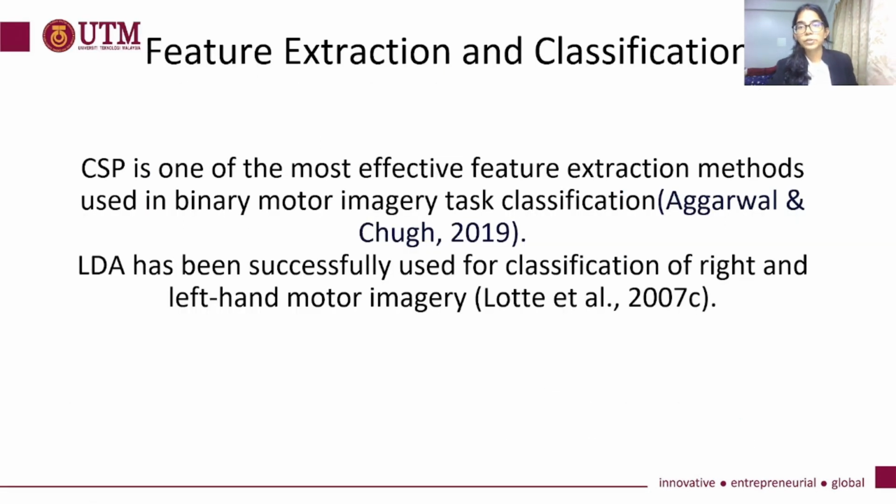So from that, the feature extraction and classification method that I would like to propose is this: common spatial pattern is one of the most effective feature extraction methods used in binary motor imagery task classification, and linear discriminant analysis has been successfully used for classification of right and left hand motor imagery.